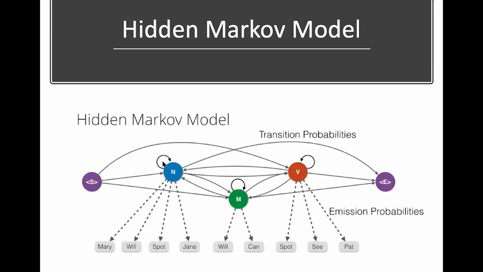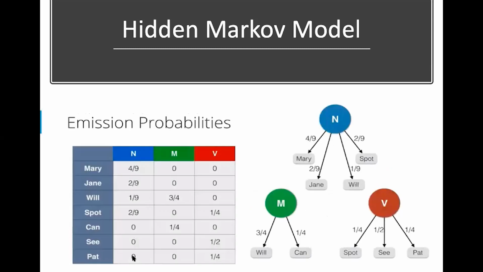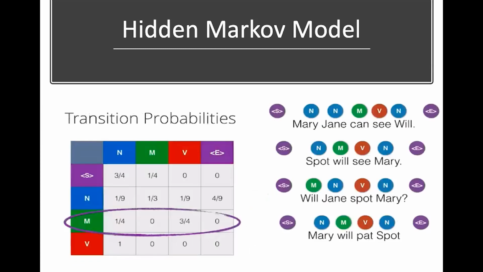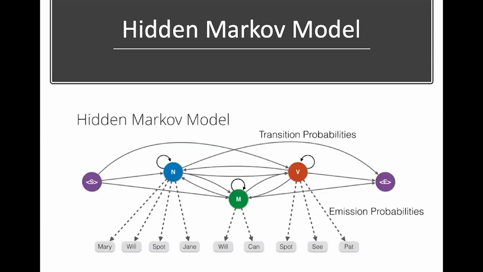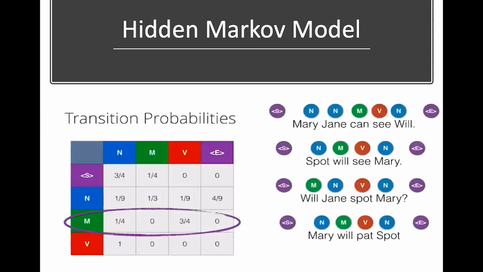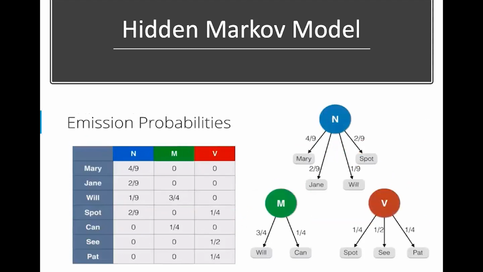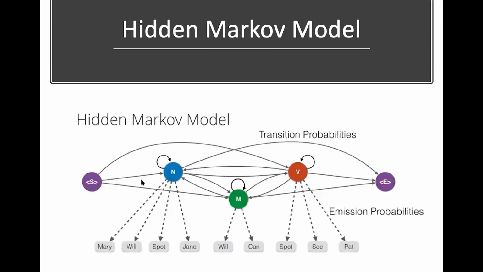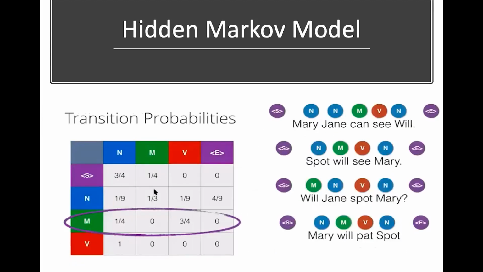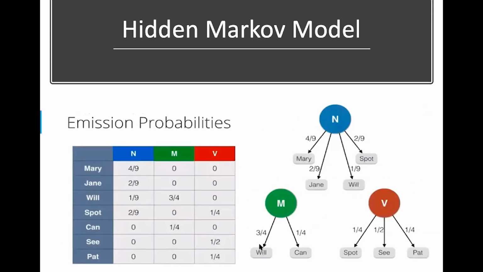We are currently at the noun state. So will being a noun will have a noun to noun transition, which is 1 by 9, multiplied by will being a noun, which is 1 by 9 again. So 1 by 9 into 1 by 9 should give you 1 by 81, which is an extremely small number. On the other hand, a noun to modal transition is 1 by 3, versus will being a modal, which is 3 by 4. So 1 by 3 into 3 by 4 gives you 1 by 4.